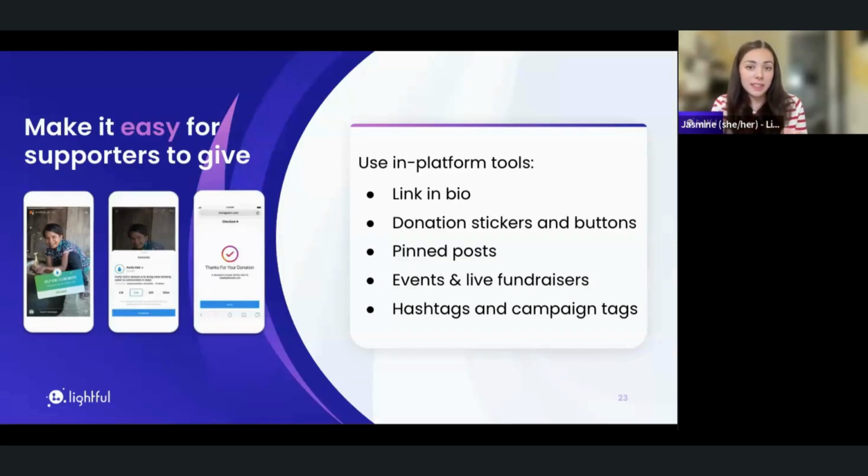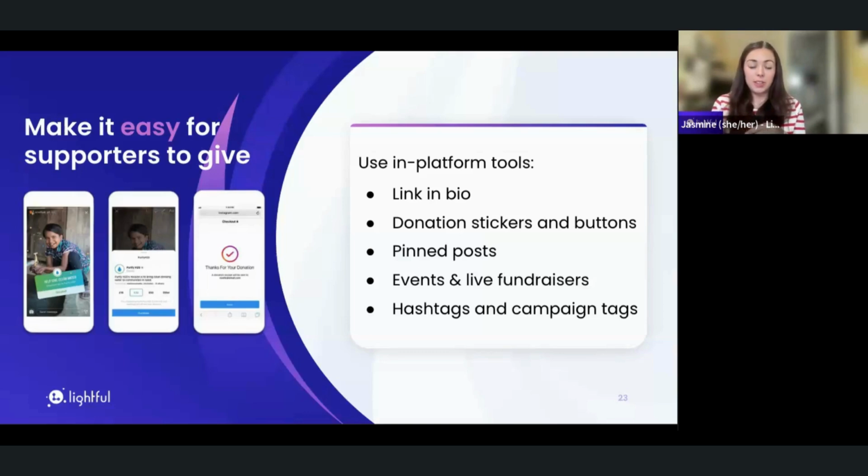Next are donation stickers and buttons, and these are really powerful because they reduce the number of steps that someone has to take in order to give. So you could add a donation sticker in an Instagram story. Facebook and YouTube let you put donate buttons on your posts or your videos. The more steps you ask people to take, the more likely they are to get distracted, so this is really helpful to keep it simple.